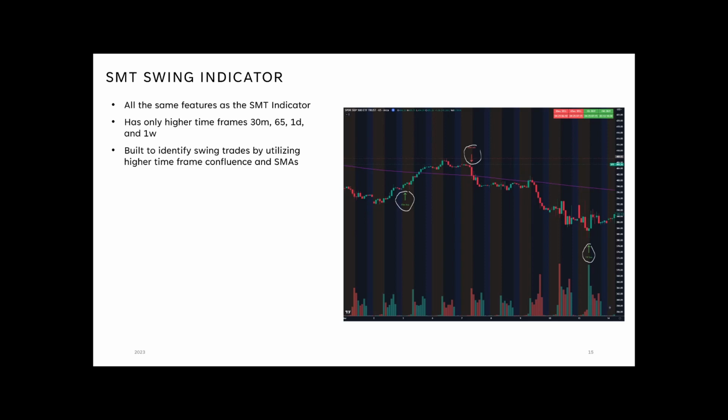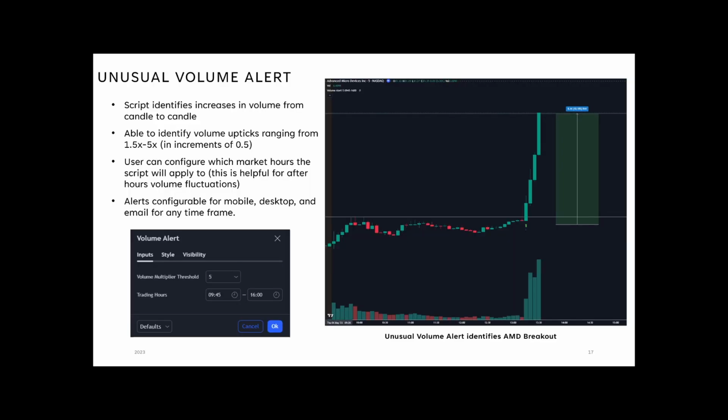So if you are interested in swing trading and that's something you prefer as opposed to scalping, you can mess around with this and alter the settings. It is based on SMAs instead of EMAs. I think this one is the 13 and 48 SMA, so that's what we're looking at, and then we're just looking at higher time frames. So that's that one. And then I also created an indicator or script for unusual volume.